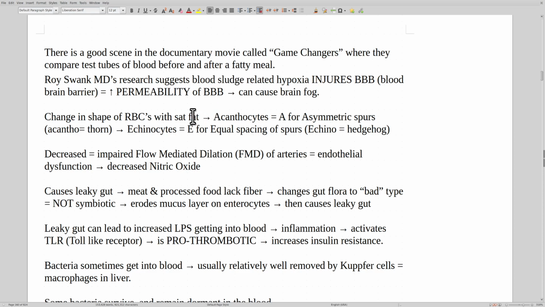High-fat meals will also cause some distortion of the shape of red blood cells. They can become like acanthocytes, with asymmetric spurs. Acantho means thorn. Or echinocytes, E for equal spacing of the spurs. Echino is like a hedgehog, meaning the spurs are all over the place. So that's all bad. You get decreased flow-mediated dilation, less ability to generate nitric oxide from endothelial cells.